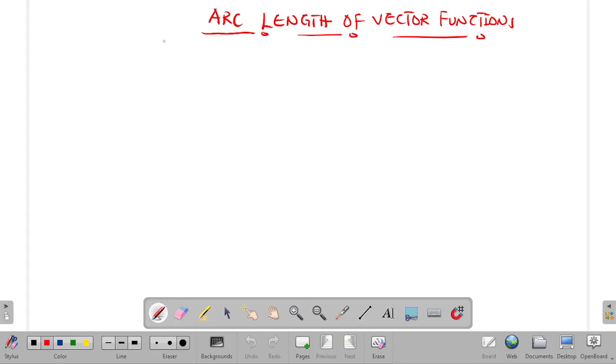Remember that generally a vector function r of t is given as a function with its terms f of t, g of t, and h of t. So it's simply a vector whose elements are functions. This gives us what we call a vector function. Once you have this written, what's the idea of arc length? Remember that a vector function is simply giving us the position of a particle in space.